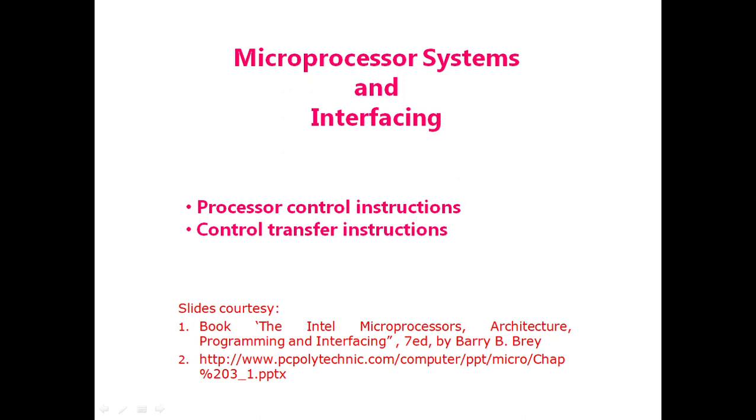The topics that I'm going to discuss in this lecture are processor control instructions and control transfer instructions. These are the two types of instructions in the instruction set of Intel family of microprocessors. There are other types of instructions as well, like arithmetic instructions, logical instructions, string manipulation instructions, etc. But only these two types of instructions would be discussed in this lecture. The slides used in this lecture have been edited from the two sources given here.